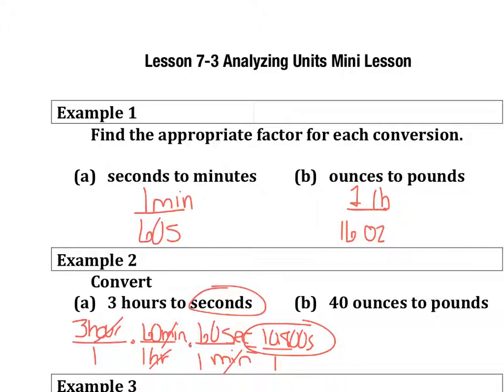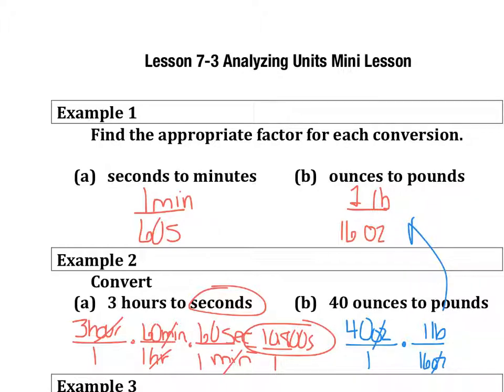Okay, and the next one, I'm converting 40 ounces to pounds. So this is only going to take one conversion. I'm just going to put 40 ounces over 1, and I'm going to multiply that by 1 pound over 16 ounces, which is the conversion factor that we saw right up above when we were going from ounces to pounds. So that cancels out our ounces because units cancel in multiplication just like cross-simplifying.